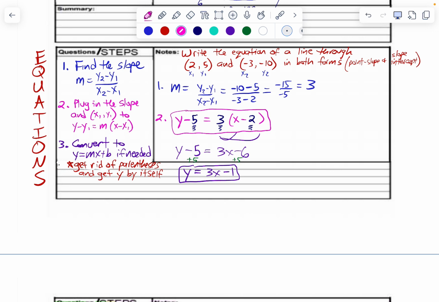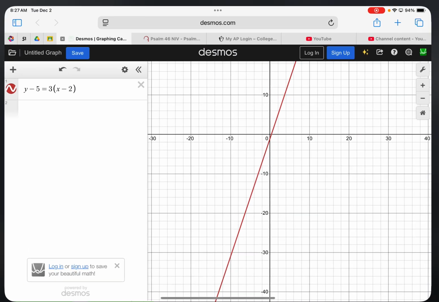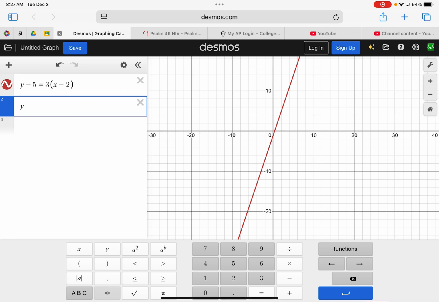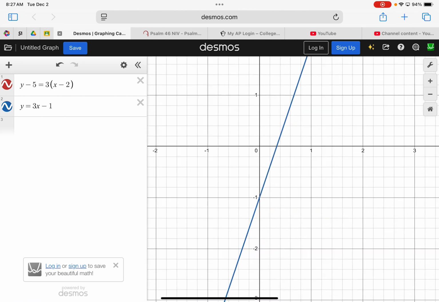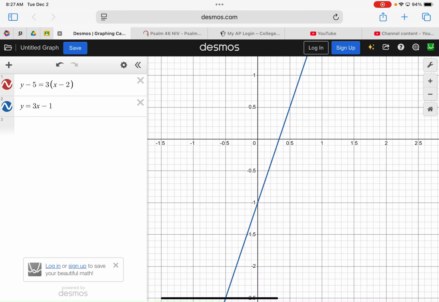We know the y-intercept. What is the y-intercept? Negative 1. So if we went and graphed, and in fact, let me show you back on Desmos. If I type in y equals 3x minus 1, do you see how it's the exact same line? Turn it on, turn it off, on, off, etc. It's the exact same line. And if we zoom in, we can see our y-intercept right there. In fact, let me see if I can highlight that. Right there is negative 1. Okay?